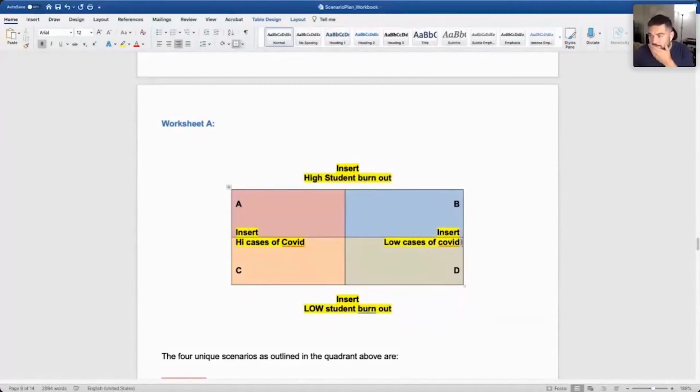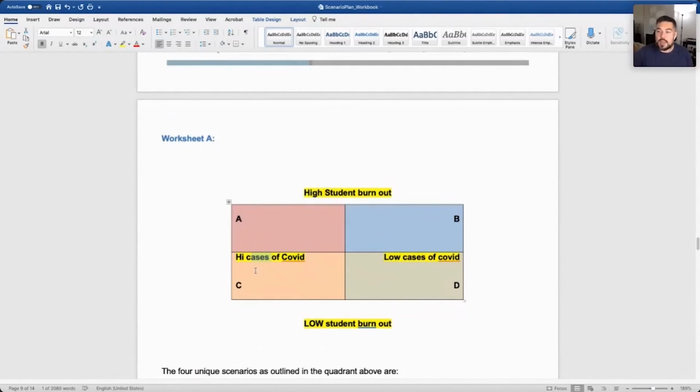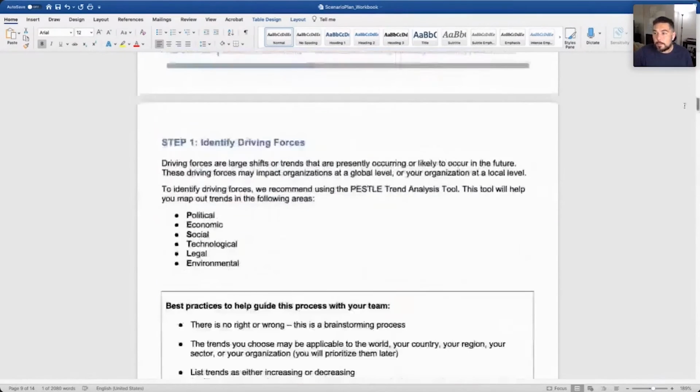Why I show it this way, and pardon the spelling and the typos, is that when you see that there are extremes, you know that life happens somewhere between these extremes. And again, don't get stuck on the high, low, because it's whatever it is in the range of possibility. You could say increasing cases of COVID, decreasing cases of COVID. There's going to be a world where there's decreasing cases of COVID and high student burnout, decreasing cases of COVID and low student burnout, increasing cases of COVID and high student burnout, and increasing cases of COVID and low student burnout. So those are the potential worlds.